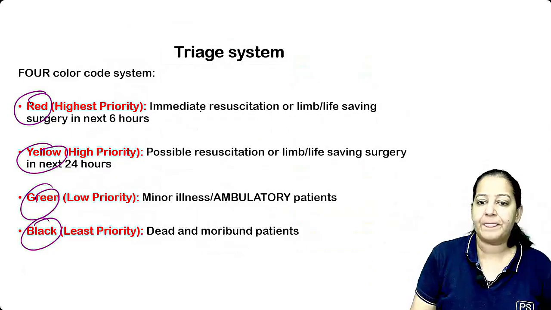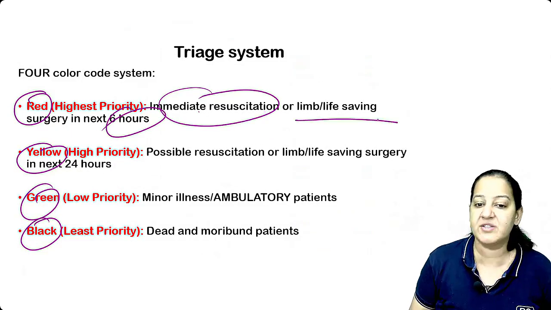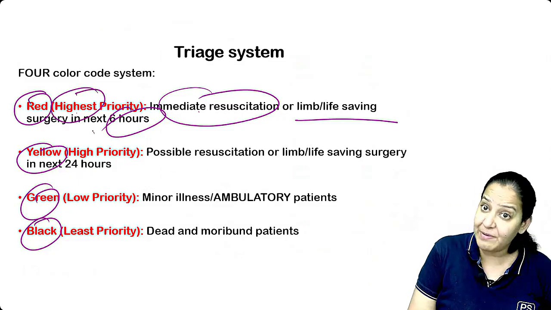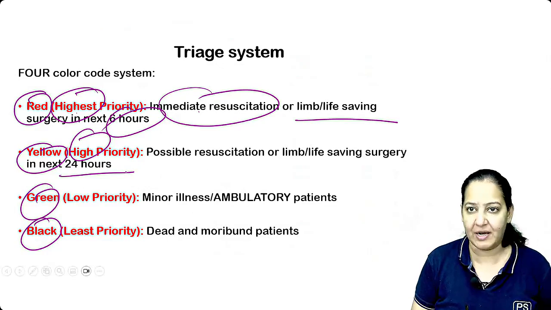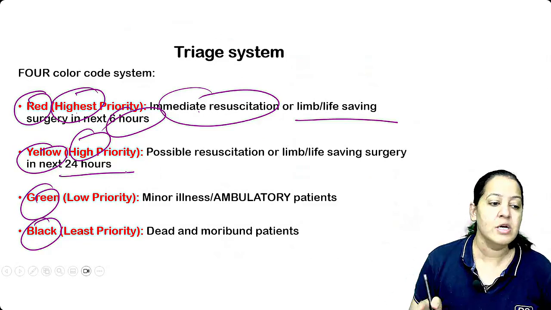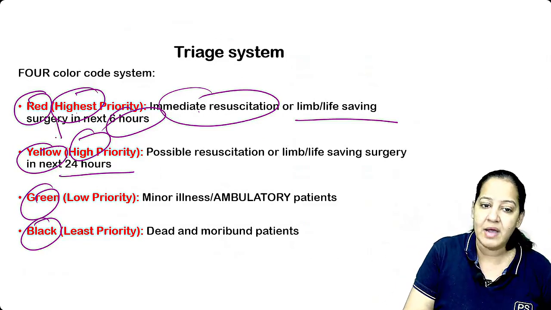What is red? Red is immediate resuscitation within the next 6 hours. Life-saving surgery is required. What is yellow? Red is the highest priority. Yellow is high priority. It is not the next 6 hours, the next 24 hours is also fine. The patient will not die in the next 24 hours. So up to the next 24 hours, you can attend to that. So first attend the red one and then attend the yellow one.